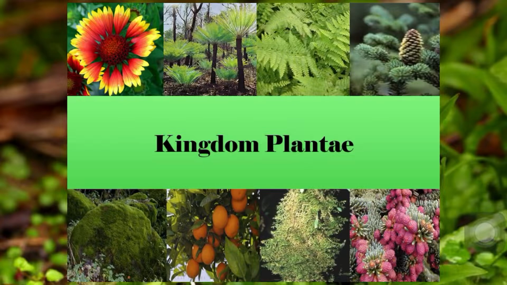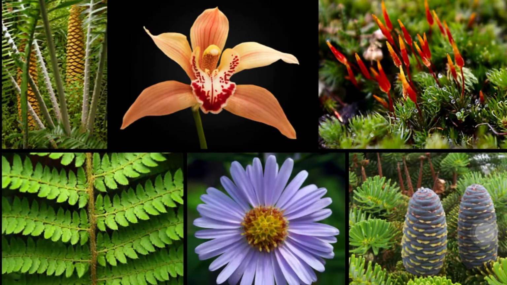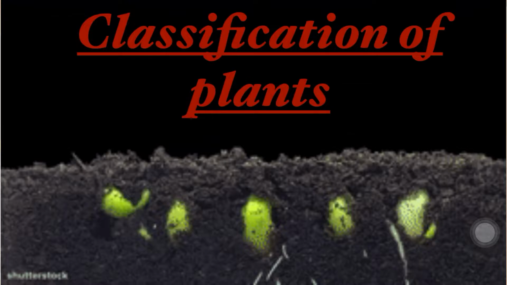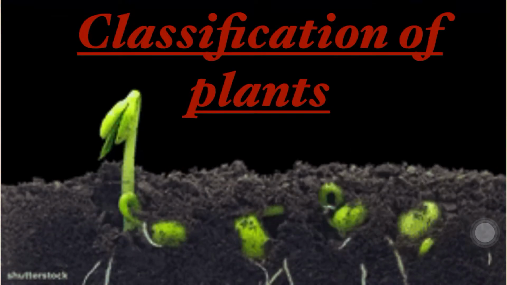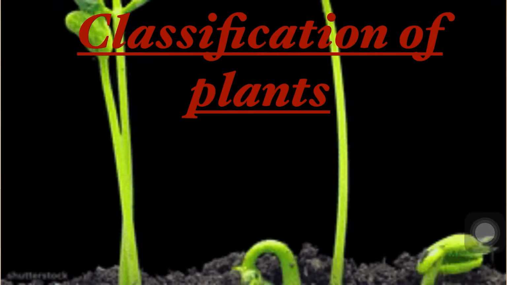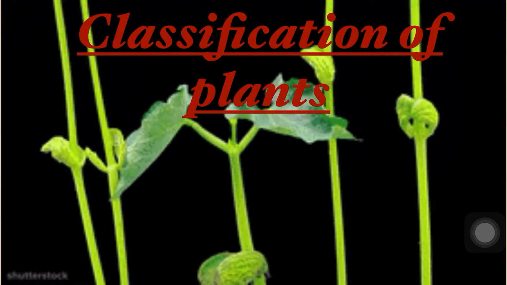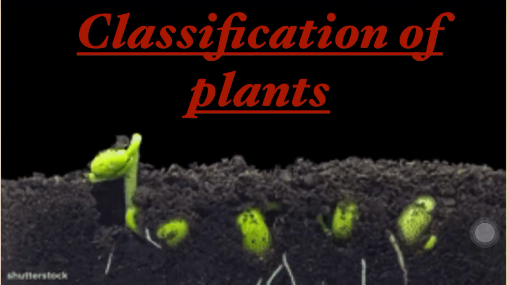They are sorted and classified into a separate kingdom known as Kingdom Plantae. This classification is based on their similarities and differences. The kingdom Plantae is also called the kingdom Metaphyta. So, let's begin with the classification of plants.